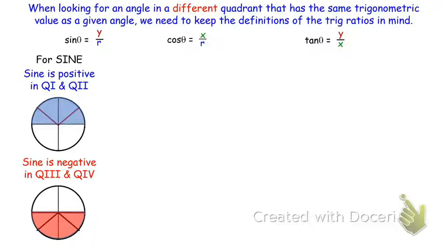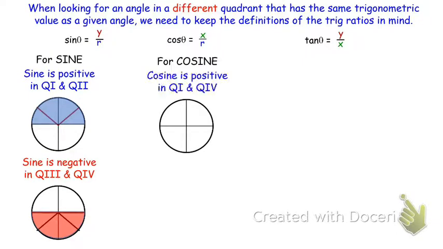Now for cosine, that's going to be x over r. The x is positive on the right-hand side of the circle. That's quadrants 1 and 4. So if you have an angle in quadrant 4 and you want a cosine value that's going to be the same, you'll look to quadrant 1. If you know an angle in quadrant 1, then look to quadrant 4 for the same cosine value. Here you're looking up and down. Looking up and down will still have the same x value.